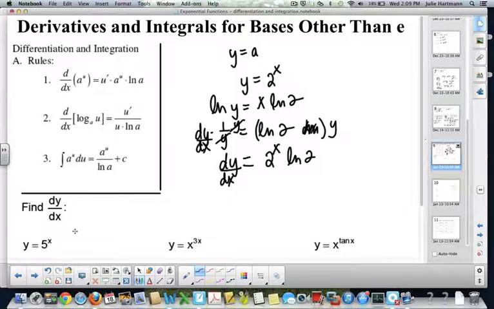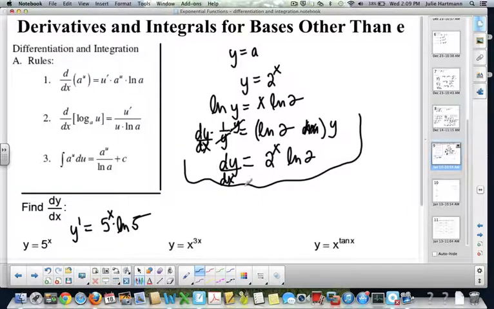So y equals 5 to the x. Y prime, or dy dx, would just be 5 to the x times ln of 5. Okay, something like x to the 3x, you actually need to do this process for that. These are the same, so I'm only going to do one of them.